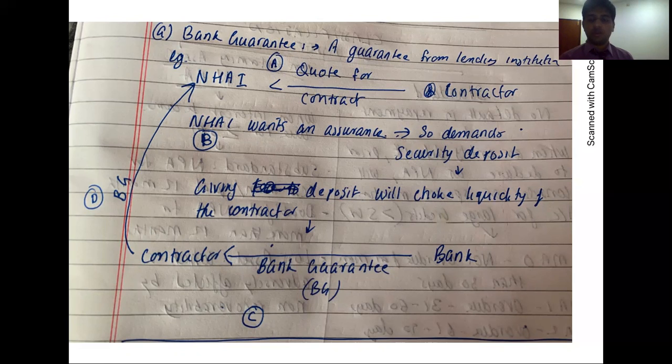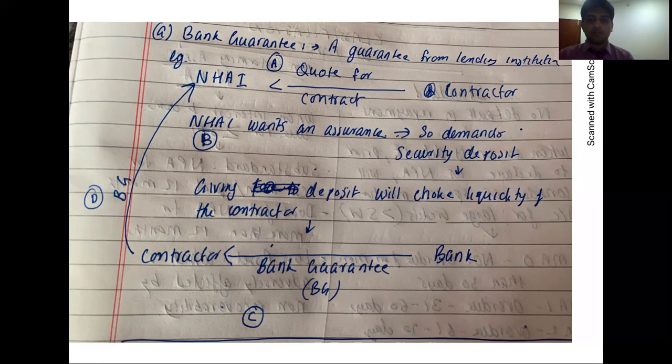So NHAI demanded a security deposit. The problem is, if Mr. A gives a security deposit, that will impact the working capital requirement, and that fund will get reduced. So Mr. A told them, I will not give a security deposit, I will give a guarantee from a bank. NHAI said, okay, that is fine. So Mr. A will approach a bank, get a bank guarantee, and give this to NHAI. So this is the basic process.